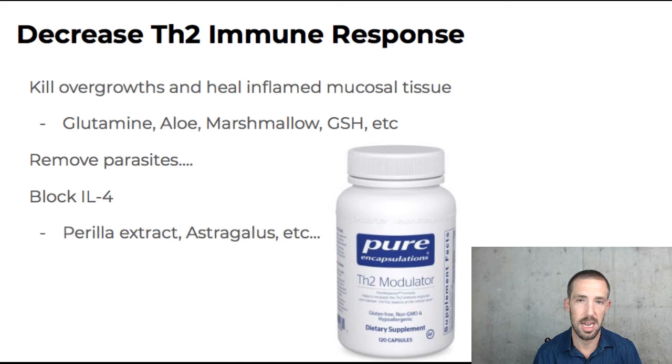But then how can you turn off the TH2 response? Well, one of the biggest things is an herb called perilla extract. Perilla will block interleukin 4. If you see that naive T cell in the presence of interleukin 4, it makes it want to become TH2, and then the TH2s release interleukin 4. So that's part of that vicious cycle. Perilla is one of the things that helps with that.